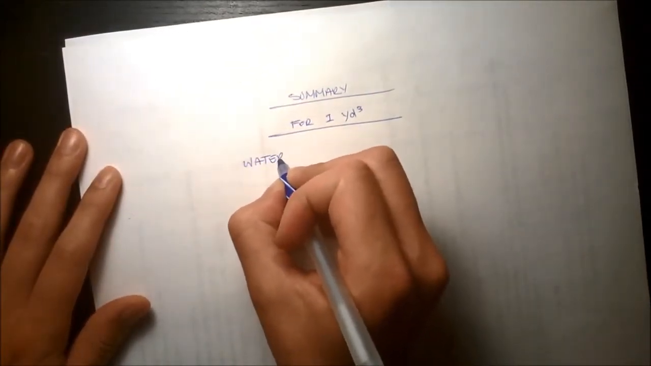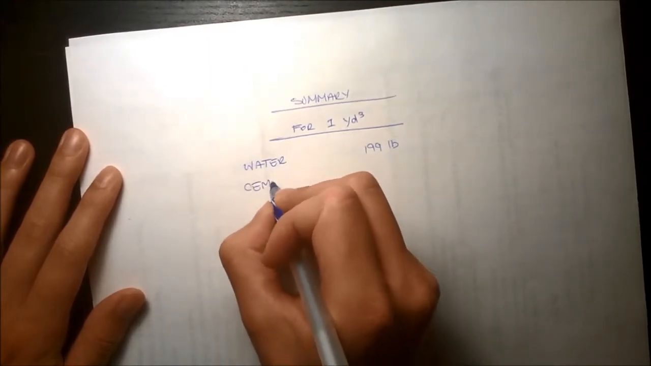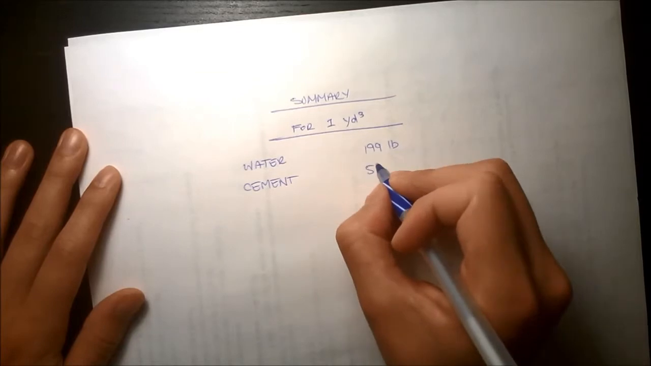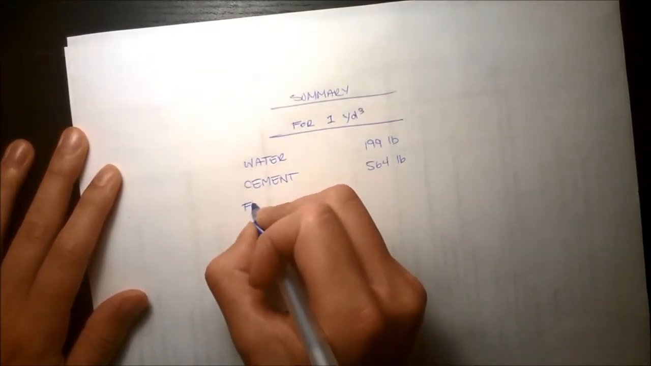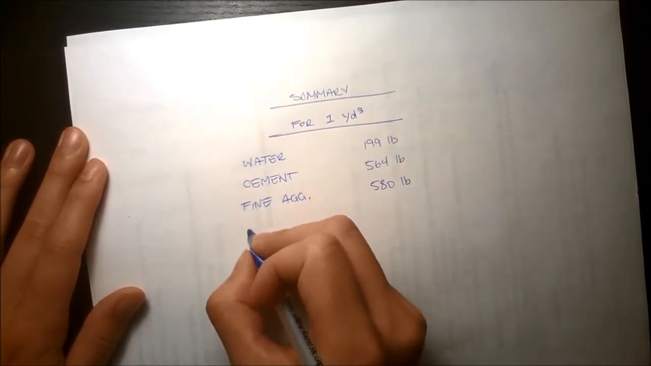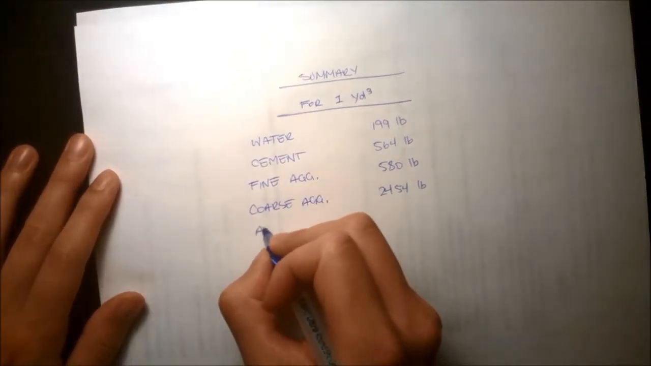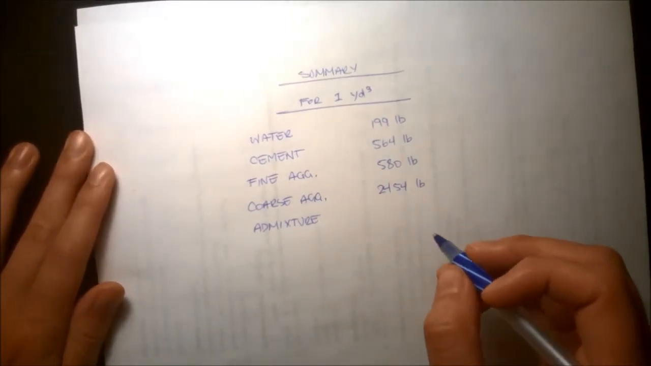Because we have them in pounds per cubic yard, it makes it much easier. So for water, it's going to be 199 pounds. For cement, it's going to be 564 pounds. For fine aggregate, it's going to be 580 pounds. For coarse aggregate, it will be 2,454 pounds. And the admixture, if you remember from way back 5-10 minutes ago, is 5.1 fluid ounces. So that's the end of that problem.